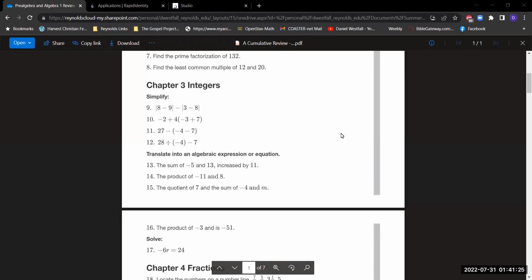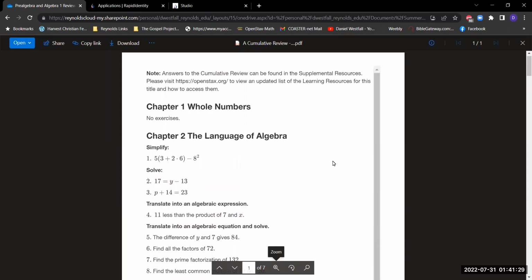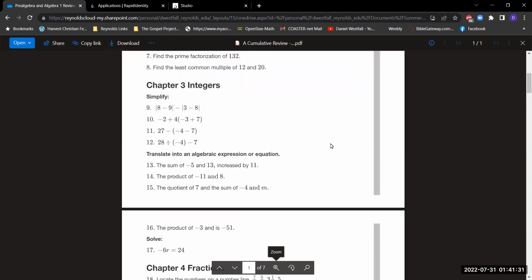In this video, we're going to cover the Chapter 3 review problems in our pre-algebra review. These are going to cover topics in integers. The first topic is going to include absolute values. An absolute value function finds the distance that the number is away from 0 on the number line.